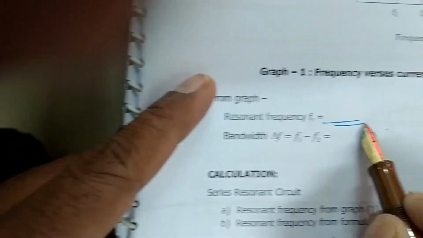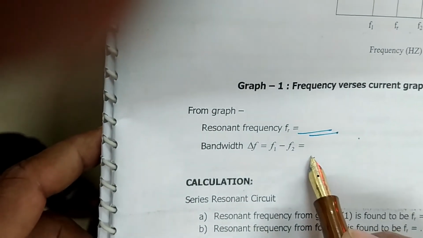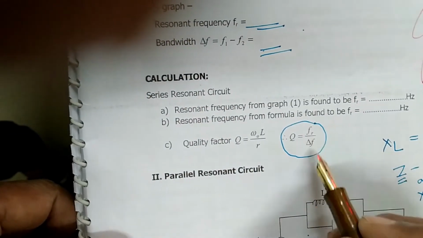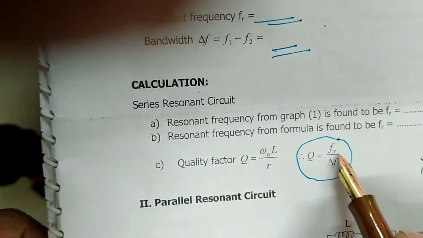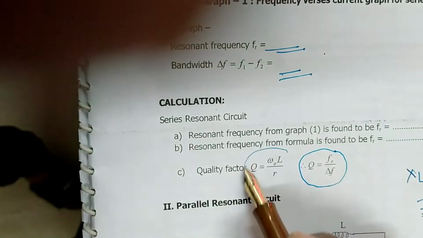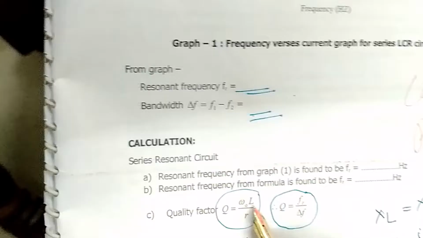By calculating all this, you have to find out the resonant frequency as a result, and also the bandwidth. And from bandwidth, you can calculate the quality factor, called the Q factor, which is resonant frequency divided by the bandwidth. Or you can also calculate it as the resonant frequency times L divided by R.